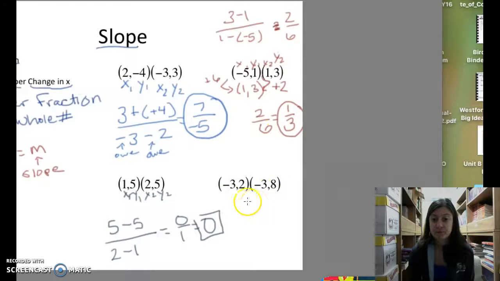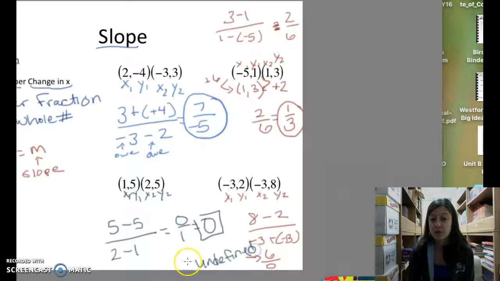Now the next one, x1, y1, x2, y2. 8 minus 2 over negative 3 minus negative 3 becomes 6 over 0. Now 6 over 0, you can't have a 0 in the denominator. That's bad. The world's going to explode. So your answer here is undefined. It's an undefined number because you can't divide by 0. So this one's undefined. I should have put that in 2 different colors. And this one is 0. Okay, 0 on top is 0. This one with 0 on the bottom is undefined.